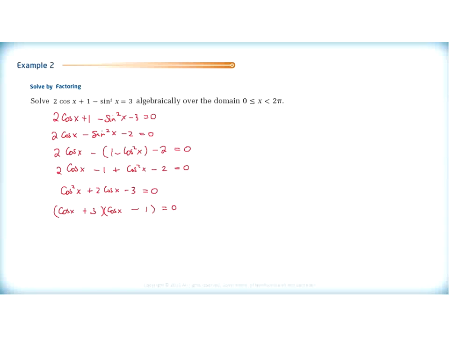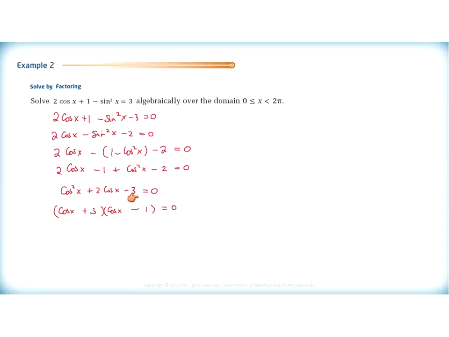So let's factor it and see. Cosine x, 3 and a 1 will go here. I want a positive 2, so I had to make my 3 positive and my 1 negative. Now I always double check, whenever I factor, I always double check by multiplying both of these together and make sure I get what I started with.